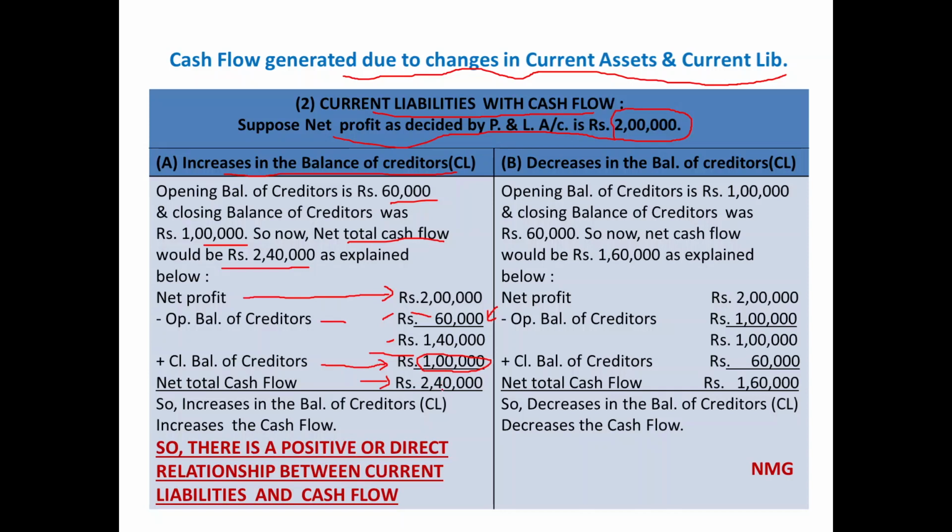What impact came on the cash flow? Before this transaction it was 2 lakh. After this transaction it is 2 lakh 40,000. So increases in the balance of creditors increases the cash flow.